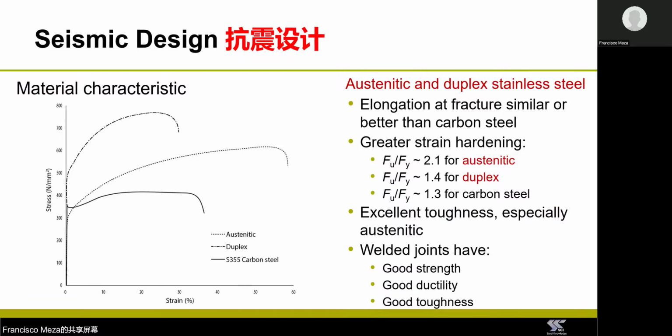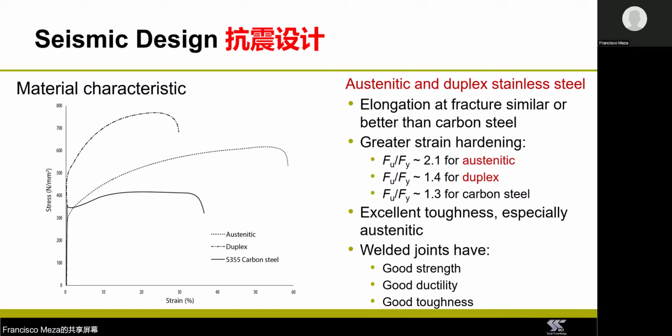So here you can see the full stress strain characteristic of a typical austenitic and duplex stainless steel. And these are the same stress strain curves I showed you last week. And you can see how the stainless steel curves compare to the stress strain curve of carbon steel.